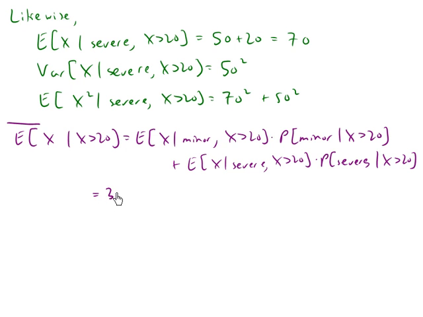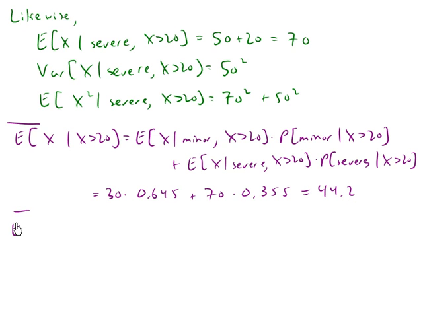The first mean was 30. The first probability was 0.645. The second mean was 70. And the second probability was 0.355. And so I get an expected value of 44.2.